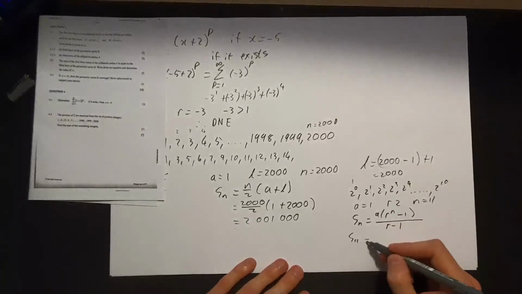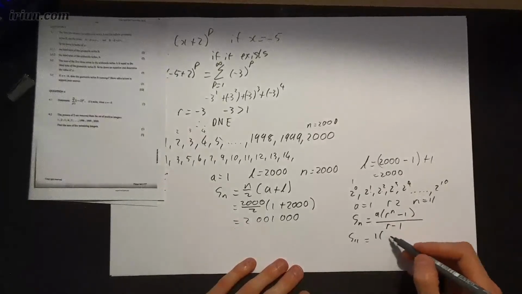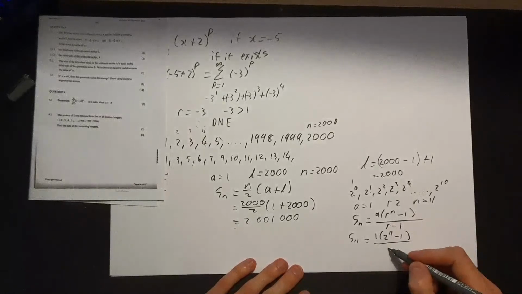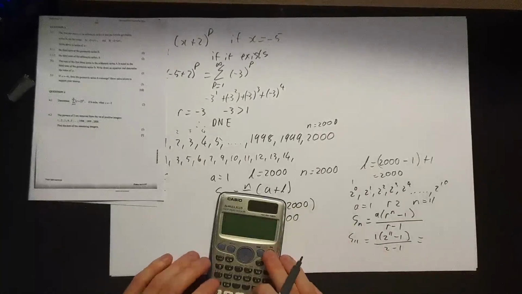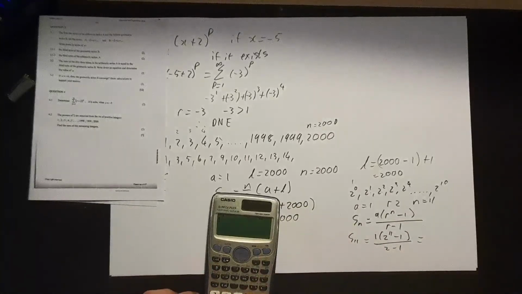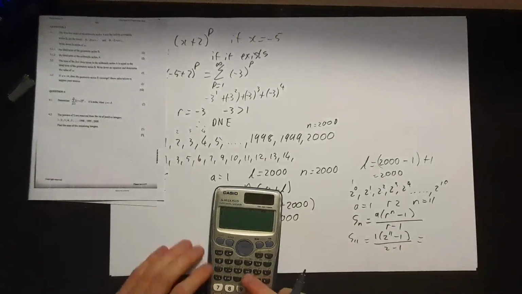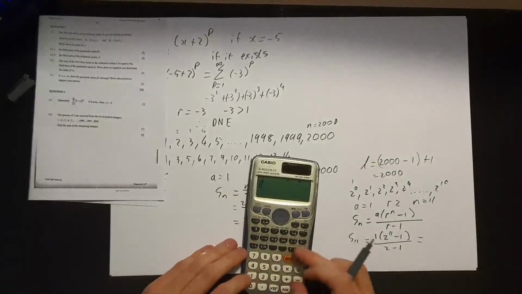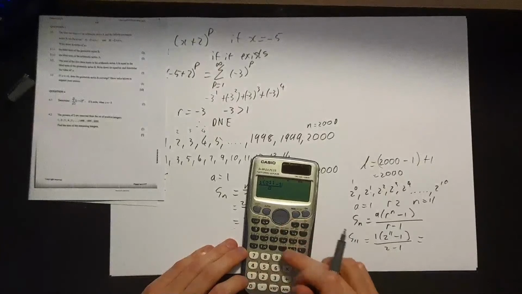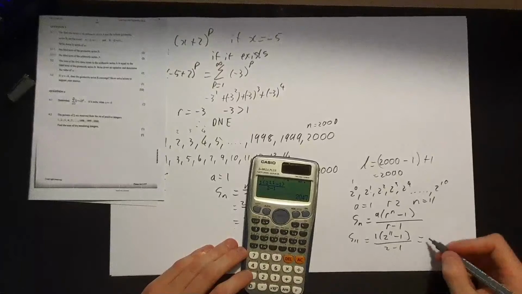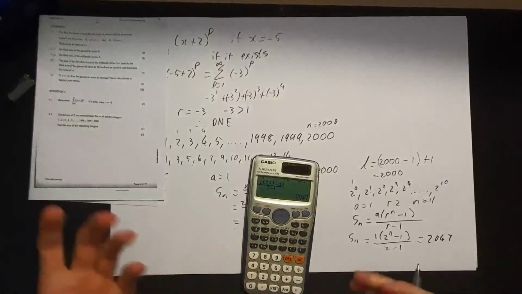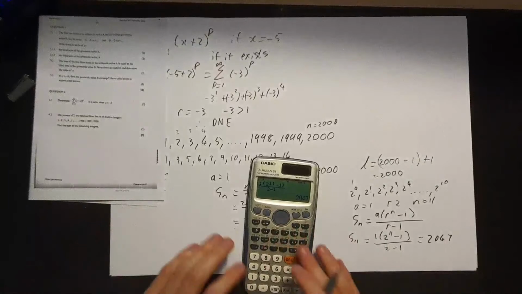So finding S of 11 equals your first term, which is 1, times your common ratio 2 to the power of 11 minus 1, all over the common ratio of 2 minus 1. If we plug that into our calculator, we get 2047.